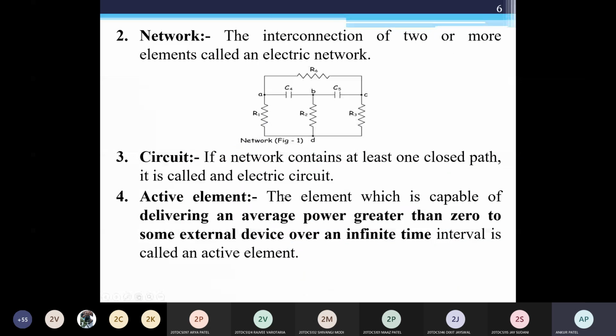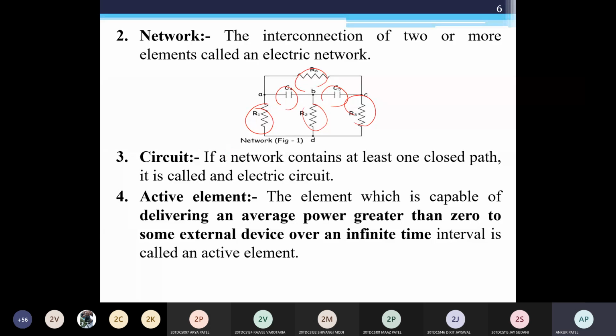Networks. So what do you mean by networks? The interconnection of two or more elements is called an electrical network. So you can see here the two or more elements. Okay, so here we have a number of elements connected in a network. So this whole circuit is called the network.